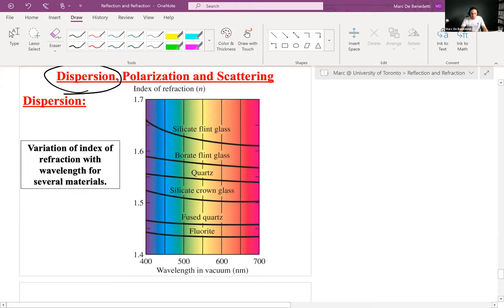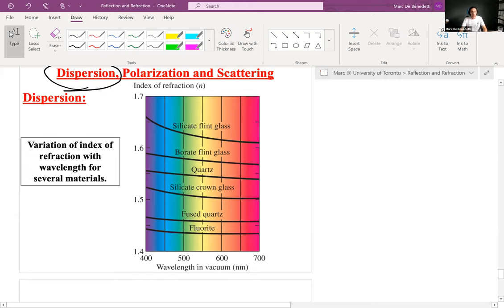So what does dispersion mean? Dispersion means simply that the index of refraction is a function of wavelength. And that's not always true, okay? Not every material exhibits this, but many of them do.